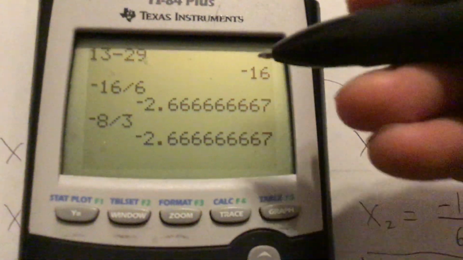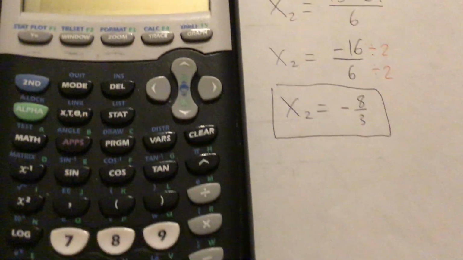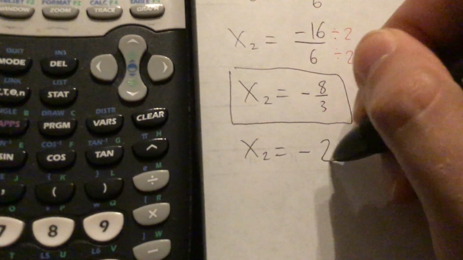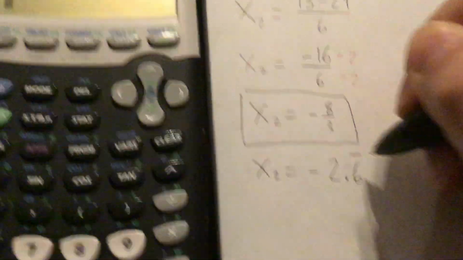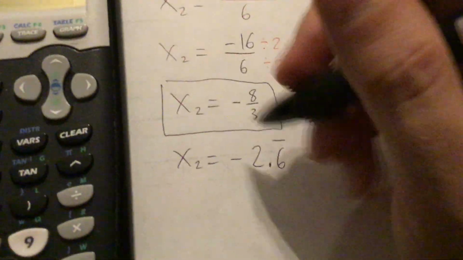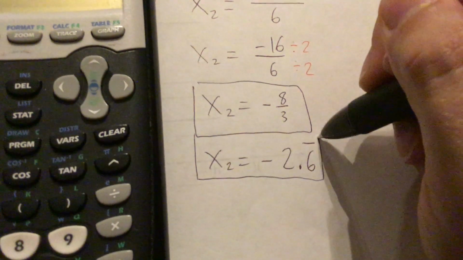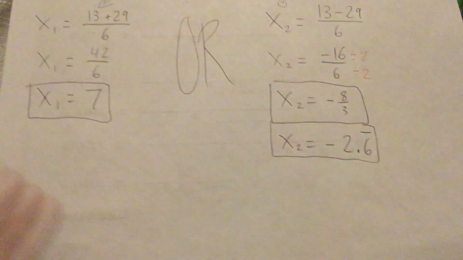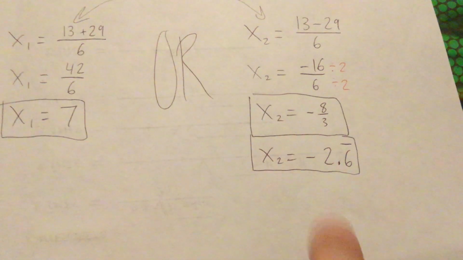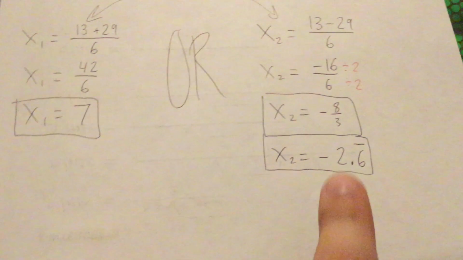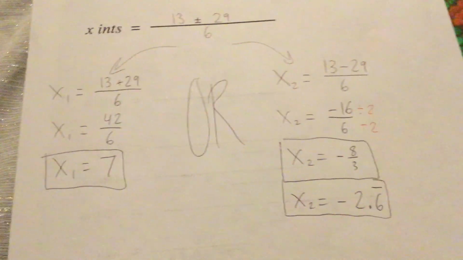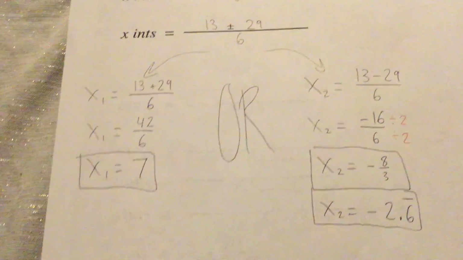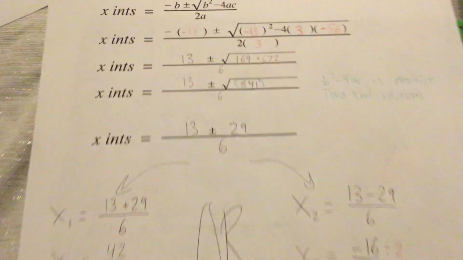I'm still going to get negative 2.6 repeating. So you could also write this as negative 2.666666 repeating. So either one of these two for the second answer is great. So either x is equal to 7 or negative 8/3, x is equal to 7 or negative 2.6 repeating. Team fraction, team decimal, I don't really care. Just show me the unique 2 solutions. Okay?